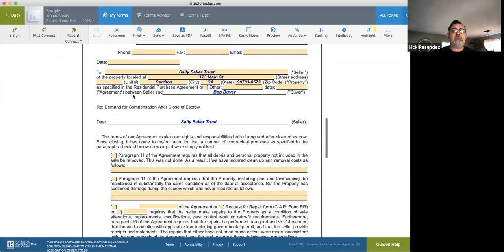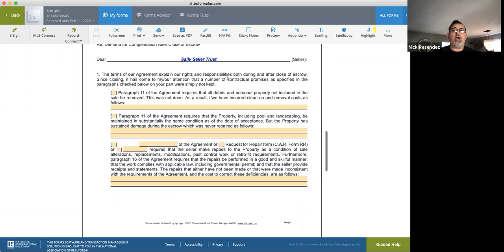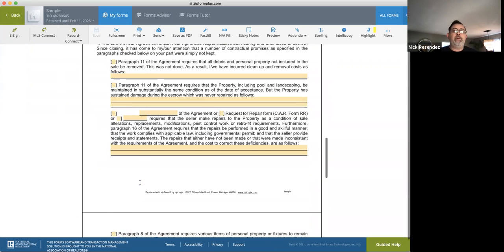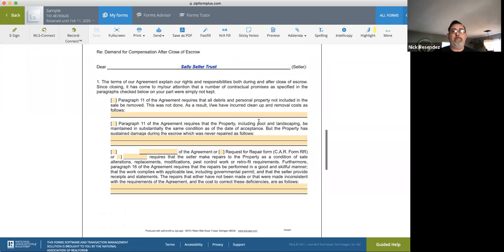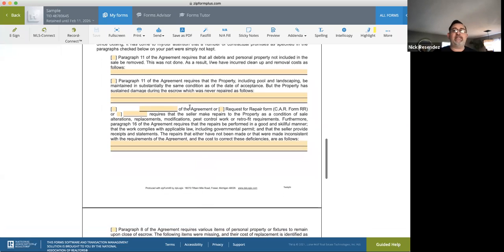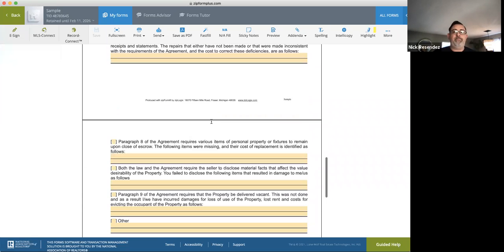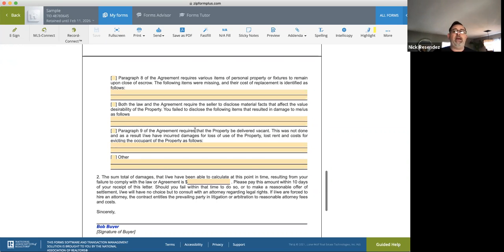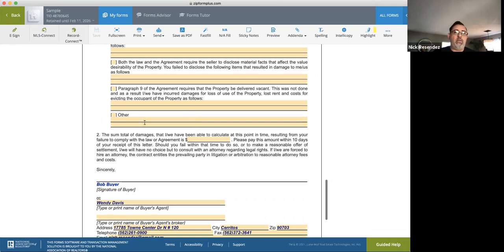So it says, hey, dear seller, our contract said that you're supposed to do one of these things, or there's blank lines for other. One of these things might be remove personal property, maintain the property in the same condition as of the date of acceptance, or complete certain repairs, or certain fixtures or personal property to stay with the property and you took them, maybe some blinds, maybe a ring doorbell, whatever that might be. Or you're supposed to disclose facts that affect the value of the property, or you're supposed to deliver the property vacant and it's not vacant, or other.